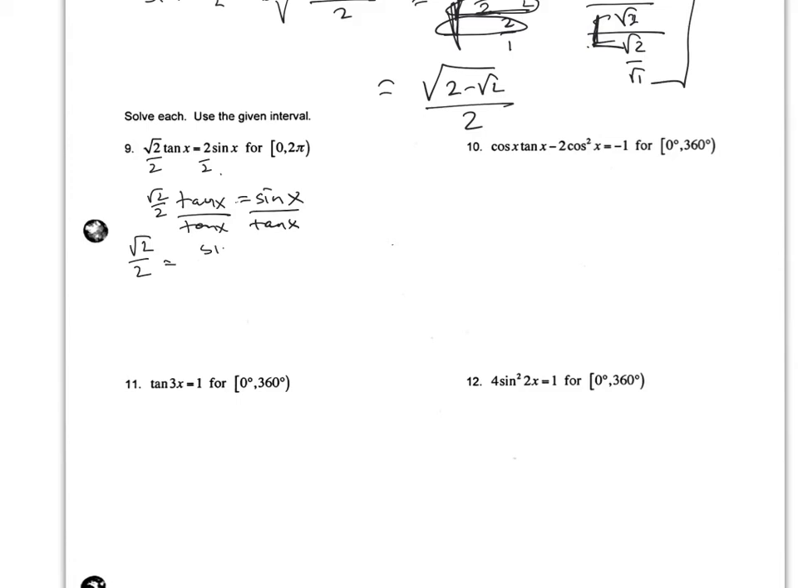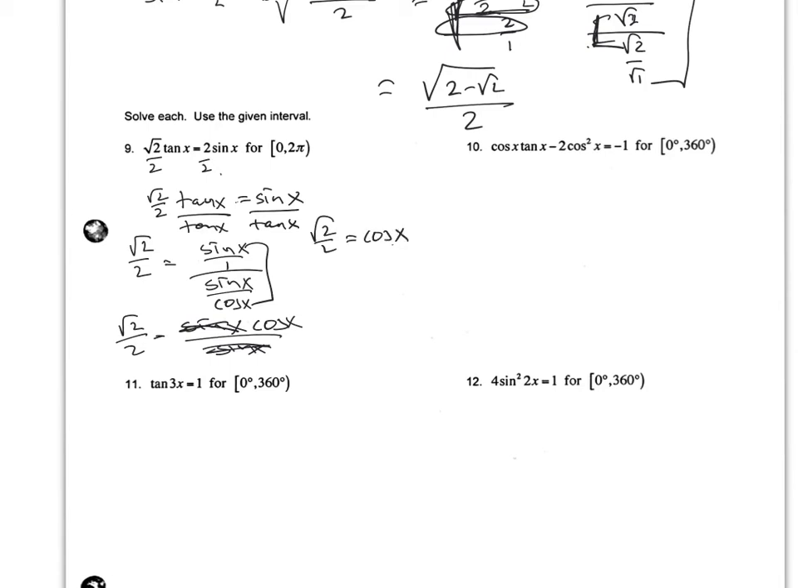So now I have sine x over 1 over sine x over cosine x. Radical 2 over 2 is equal to sine x cosine x over sine x. And so right there, all of a sudden the problem got a lot easier. We just have radical 2 over 2 equals cosine x. So what angle has a cosine of radical 2 over 2? The directions tell us we're in radians. Cosine is positive at pi over 4, first quadrant, and fourth quadrant, 7 pi over 4.